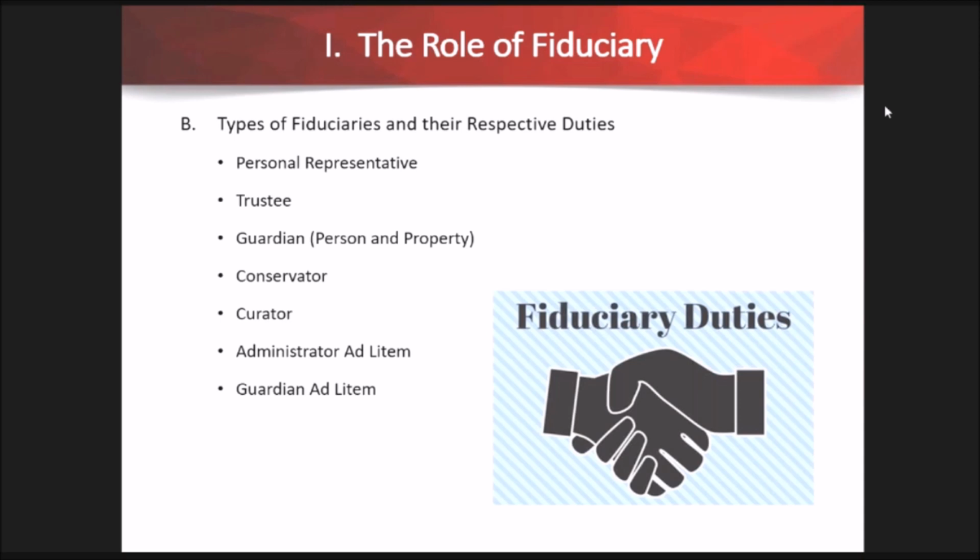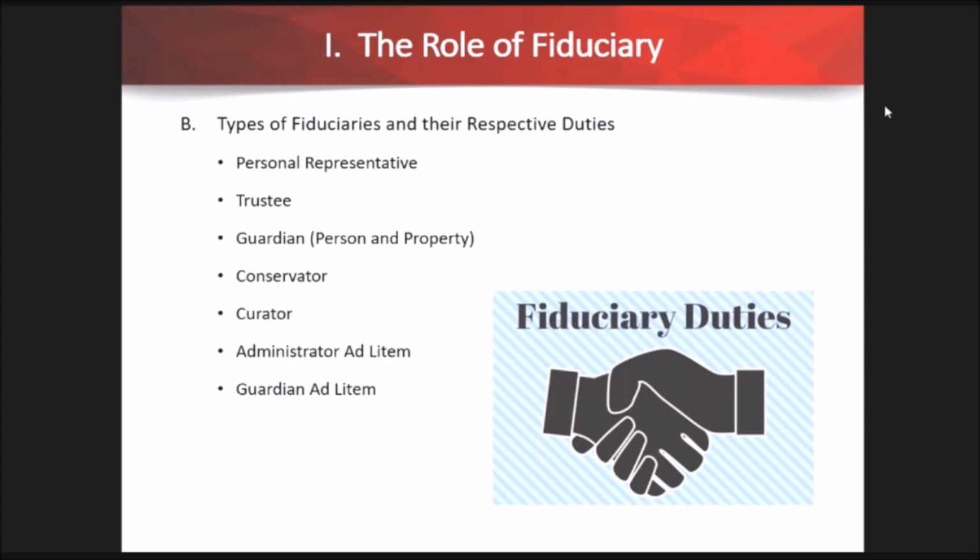Administrator ad litem is again a court-appointed fiduciary. They're usually appointed to fulfill a specific function that the other fiduciary cannot, and especially in the context of a state. Sometimes a personal representative may not be able to do one of its functions or its duties because maybe that personal representative has a conflict of interest or something of that sort, and an administrator ad litem may be appointed.